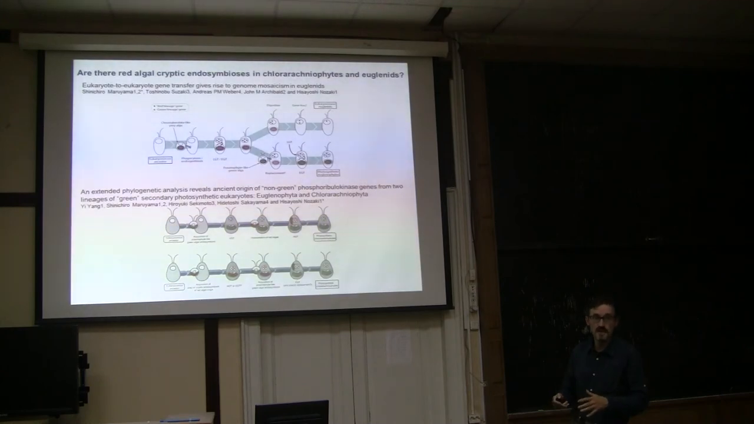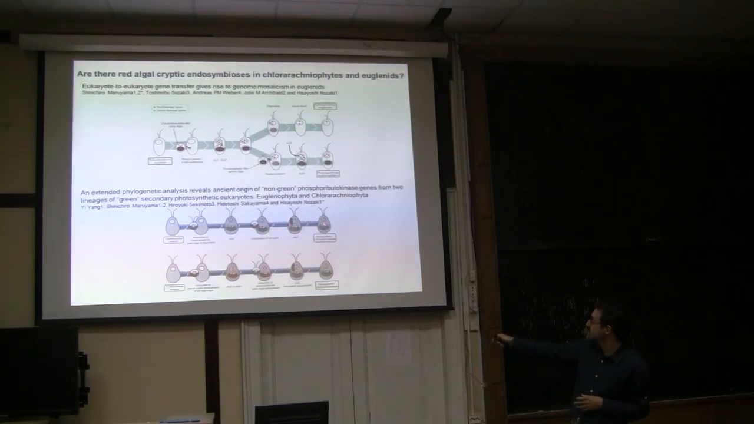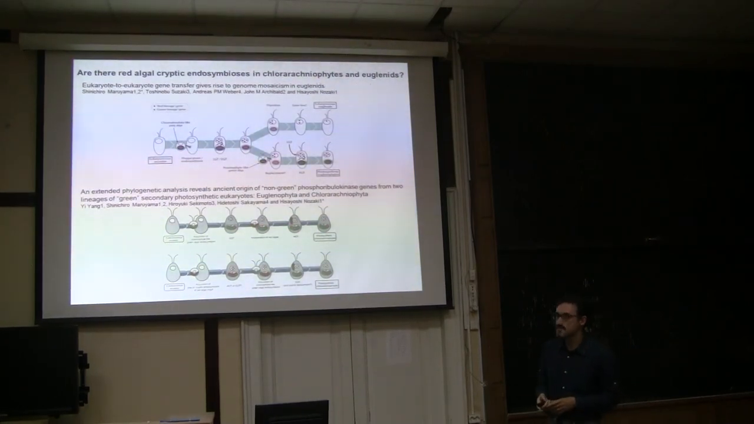What we have done is to look at as many genes as possible, but there are already several examples that have been published, both in euglenids and chlorarachniophytes, saying that maybe in the past there was first a red alga that was acquired by these two groups, and that it was later replaced by a green alga.